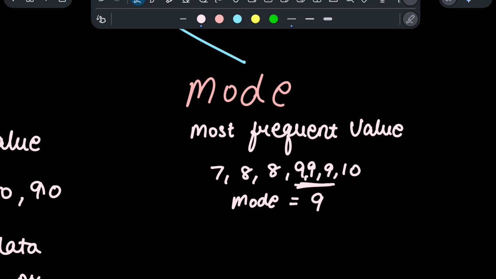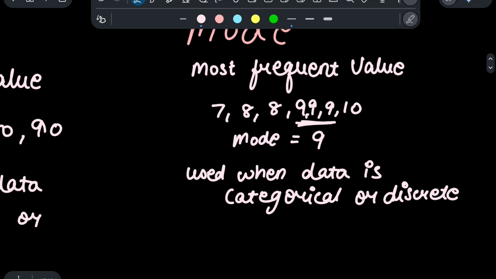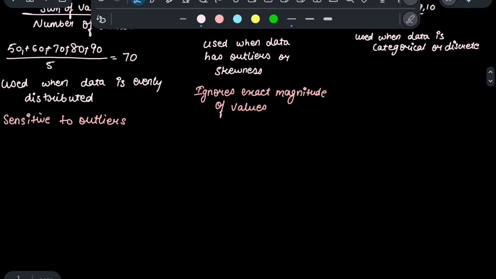And the mode is used when the data is categorical or discrete. Talking about its limitations, it may not exist if there are no repeats, or the data may have multiple modes. Now let's talk about one more important topic, that is outliers.